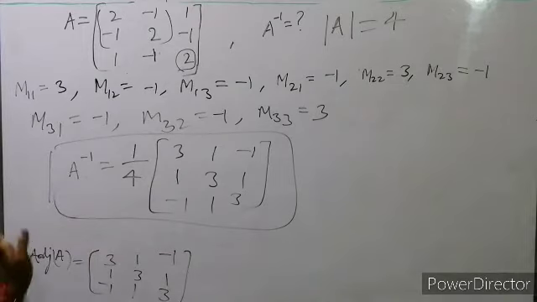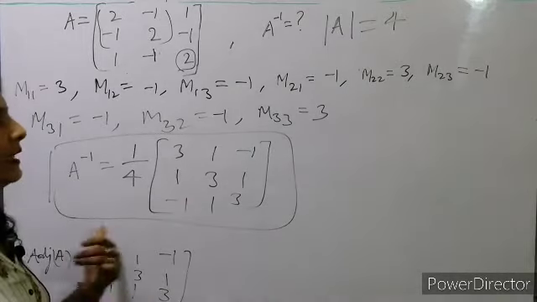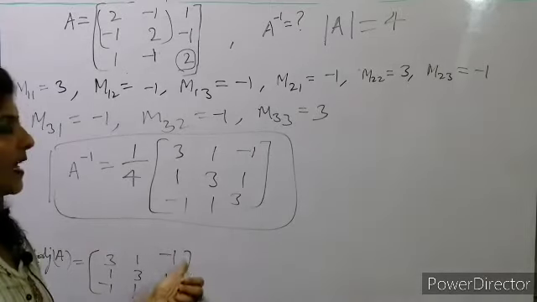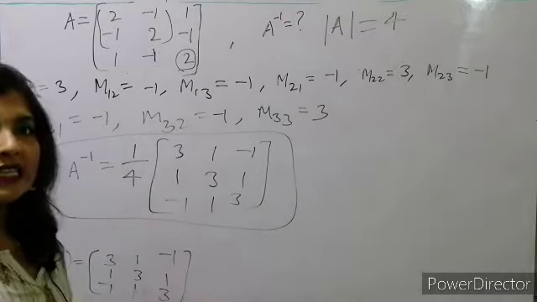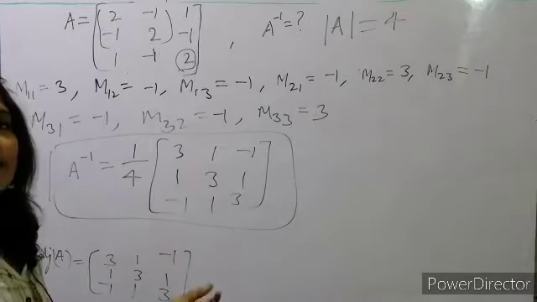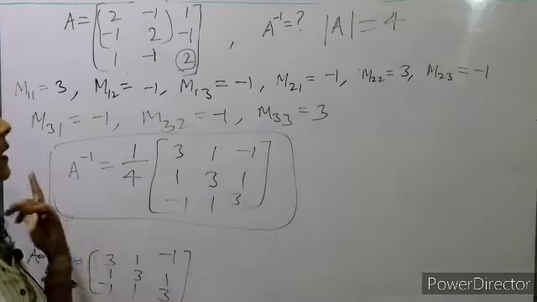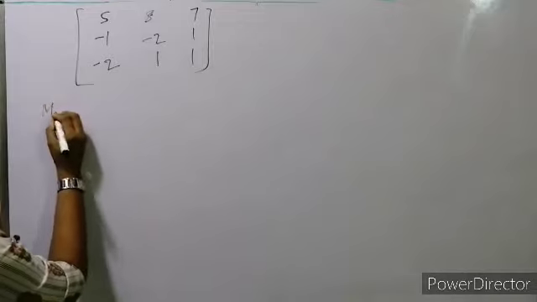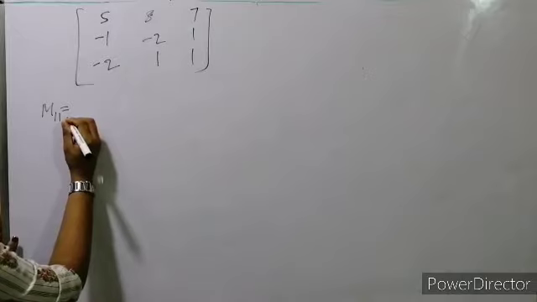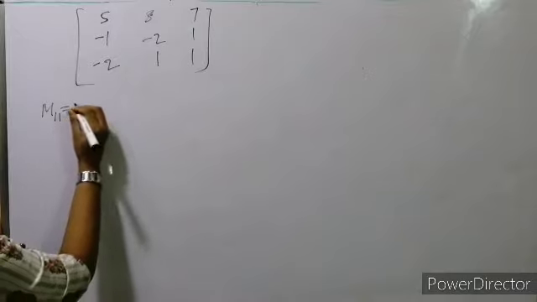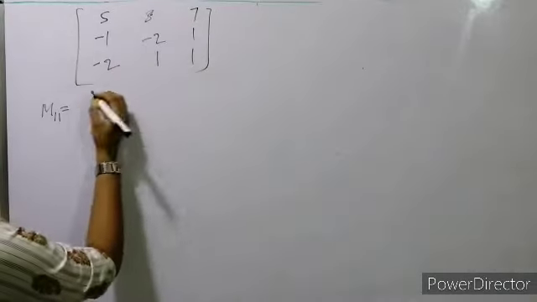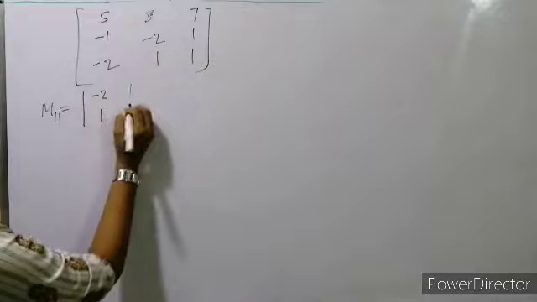Okay, we have taken a 3 by 3 matrix, and it takes so much space because you have to find out the minors, and for that you have to find the determinant, the value of determinant of 2 cross 2 matrices. Okay, find out the minors. M11 will be this matrix: minus 2, 1, 1, 1.